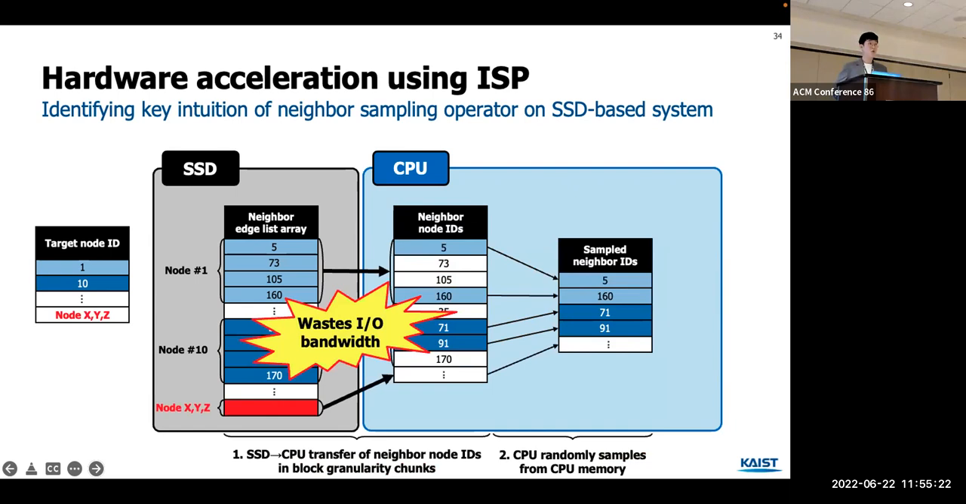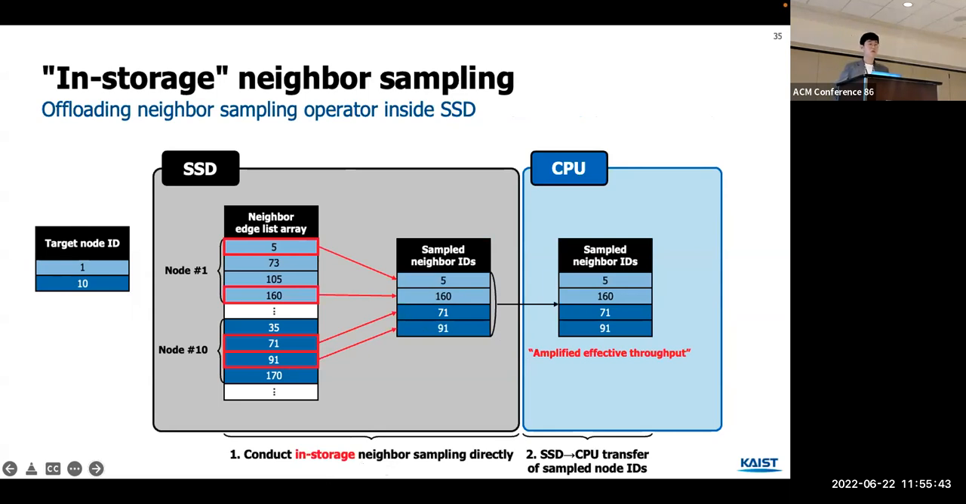However, notice that proportional to the number of target nodes, CPU ends up generating a large number of IO fetch requests. This results in a significant overfetching of useless data from SSD to CPU, leading to severe underutilization of IO bandwidth. Therefore, we offload the neighbor sampling operator to the ISP unit. Now, ISP unit performs fine-grained gather operations from the neighbor edge list directly and transfers the dense node ID list to CPU, amplifying the effective throughput.